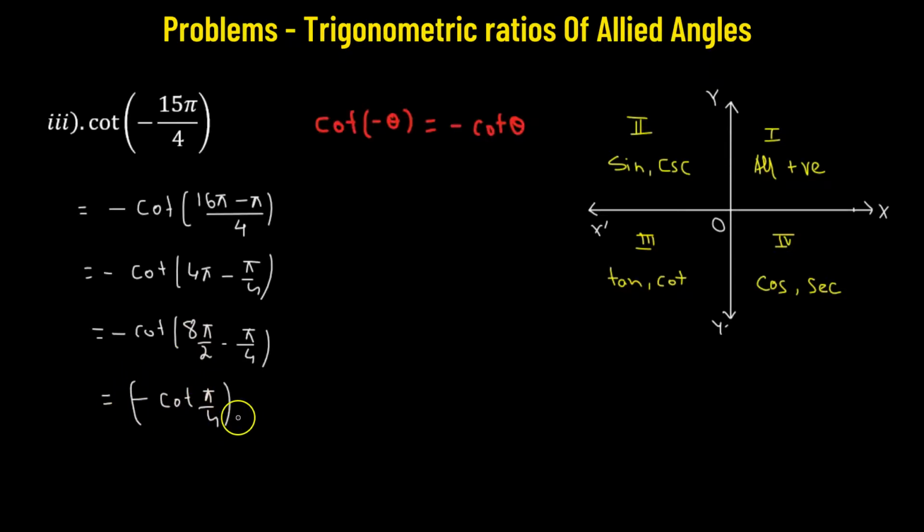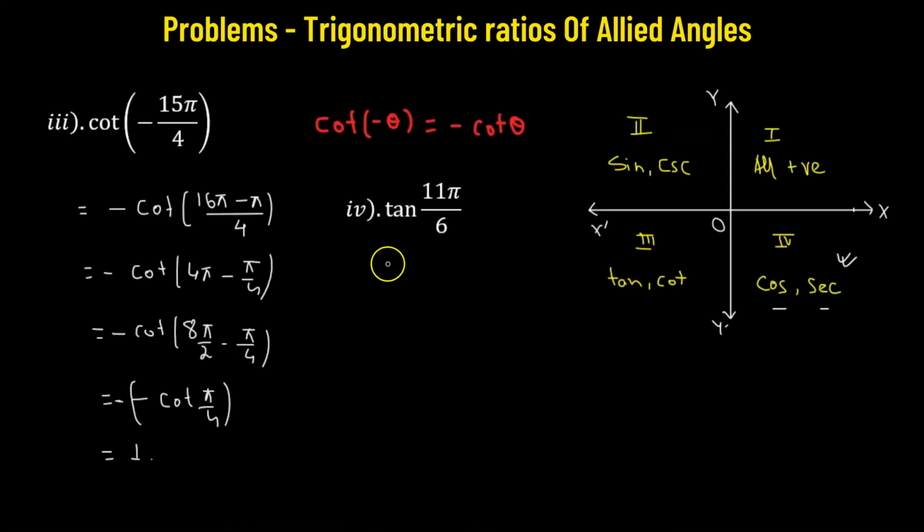We will also have to look at the overall sign of our function. So we have 8 pi over 2, meaning we are in the fourth quadrant. And subtracting pi over 4, when pi over 4 is less than pi over 2, we're still in the fourth quadrant, where cosine and secant are positive, everything else is negative. So we have to consider a negative value. The negative of negative cotangent of pi over 4 is simply 1, because cotangent of pi over 4 is 1. Now let's go to the fourth problem.